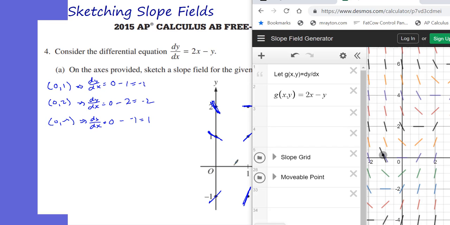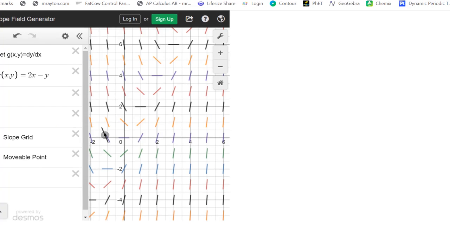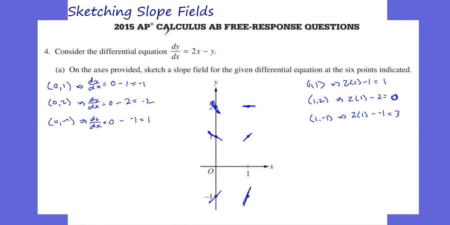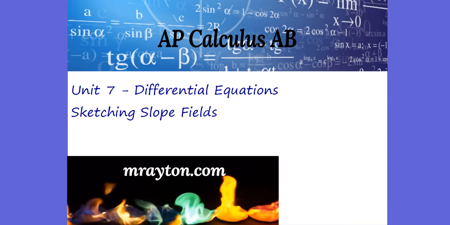We could have also done these points in between here, and you can see this is what the slope field looks like. And if you did every single point, that's what the slope field would look like for this differential equation. So that's sketching slope fields. Pretty easy. You're plugging in points, and then you're sketching that instantaneous slope at each point.